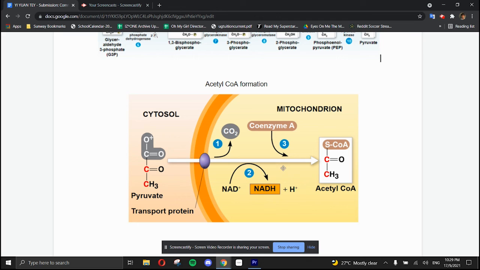Lastly, the remaining 2-carbon fragment is combined with coenzyme A to form acetyl CoA, which then enters the citric acid cycle.